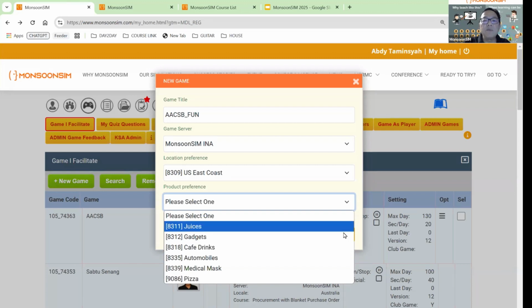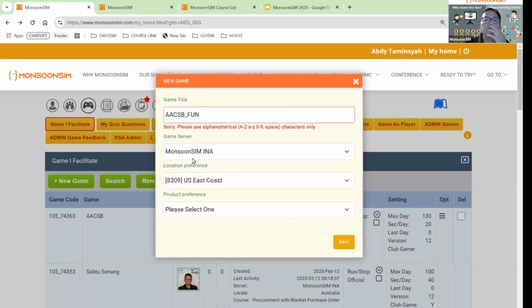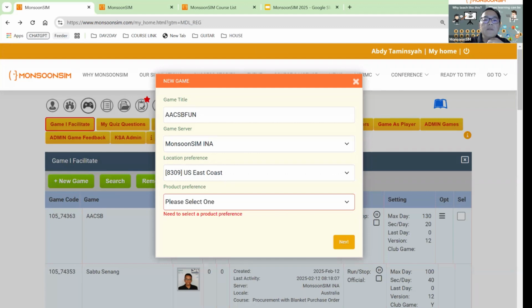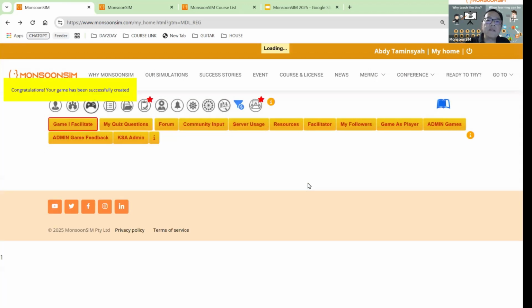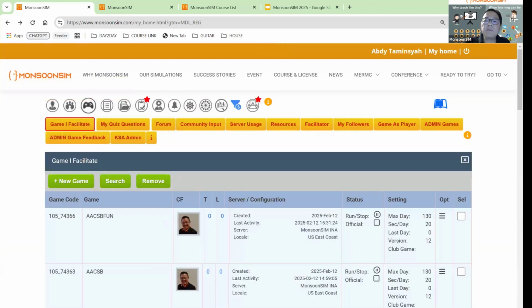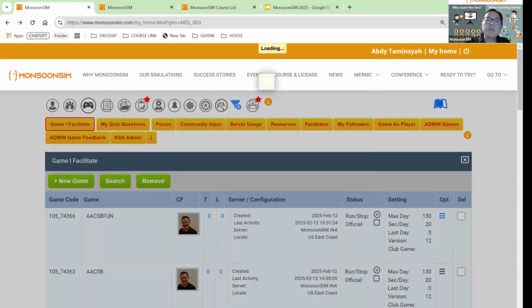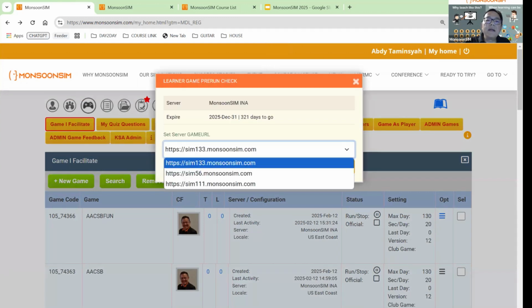So now I'm going to stick with juice. Okay, apple juice and melon juice. I can't use the thing, so I'm just going to use that. AACSB fund. Select a product. I'm going to say juice. Okay, so my game has been created. It's called AACSB fund. Give it a few seconds. Okay, the game has been created. AACSB fund. So now I'm going to take you to the game server. I'm going to go to the game server and run the game.